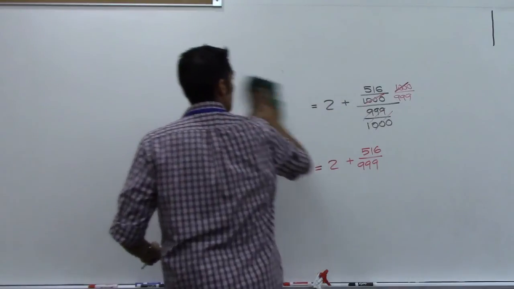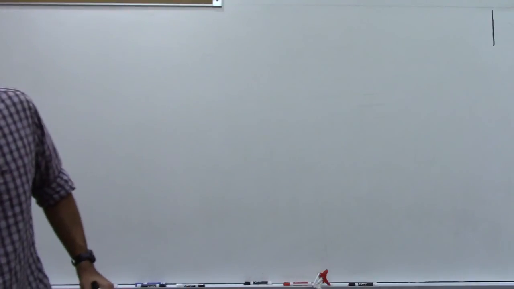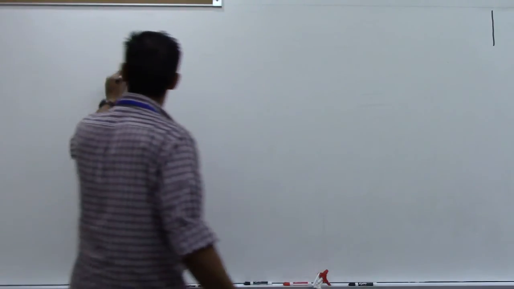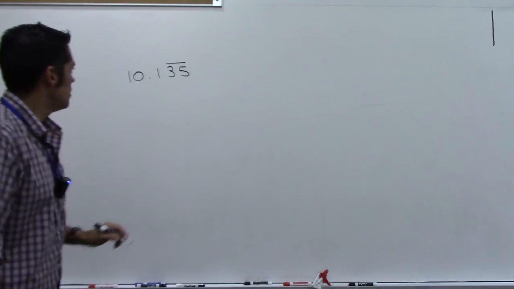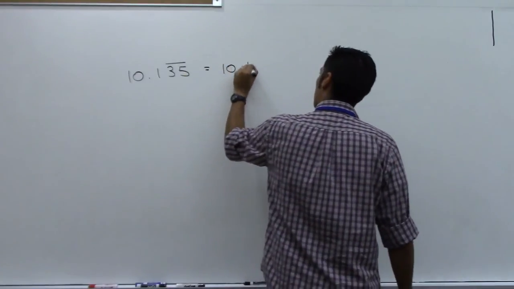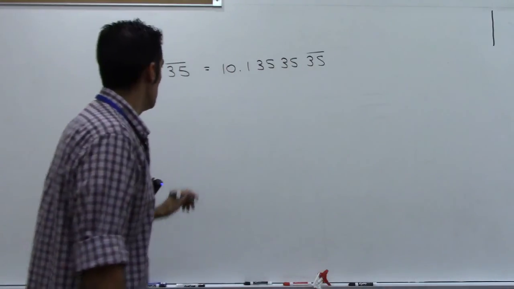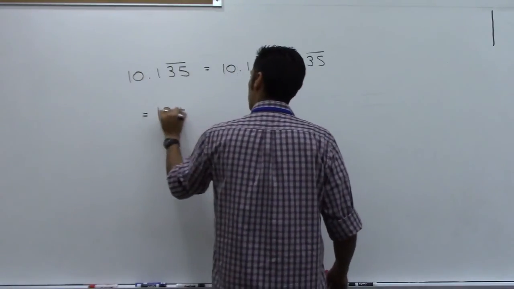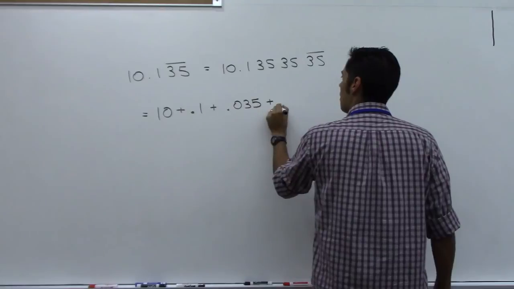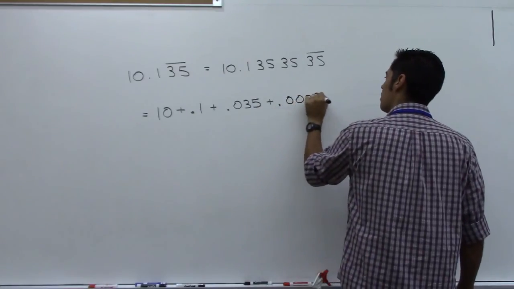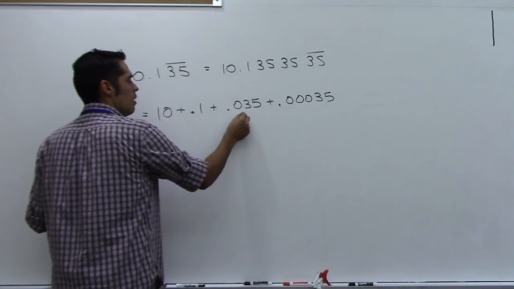34, they give you 10.135, but the 3.5 is the repeating part. So this is like 10.1353535. Okay, so the bar is only on the 3.5. So what I'll do is I'll rewrite this as 10 plus 0.1 plus 0.035 plus 0.00035. So notice that if I put these two together, I get 0.135.